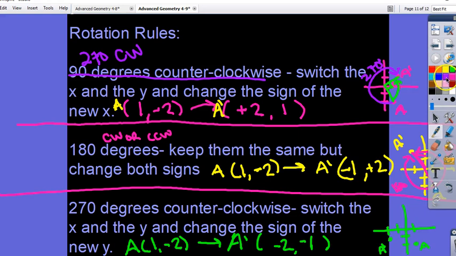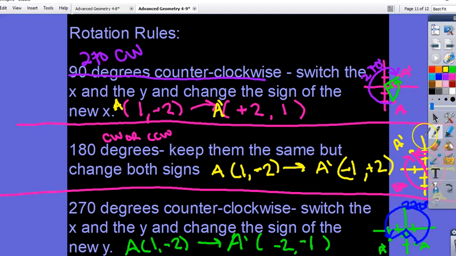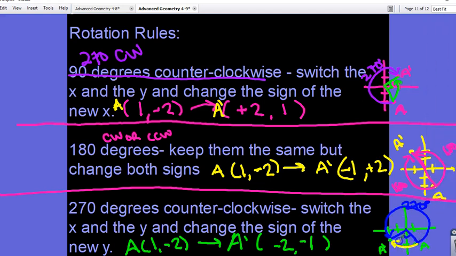Let's see what's going on here. So we can see that that's 90 degrees. We're going from A counterclockwise. It's 270 degrees counterclockwise, which is the same thing as 90 degrees clockwise, right? So 270 counterclockwise is 90 degrees clockwise. You guys understanding this? Yes? So you have to memorize these rules.